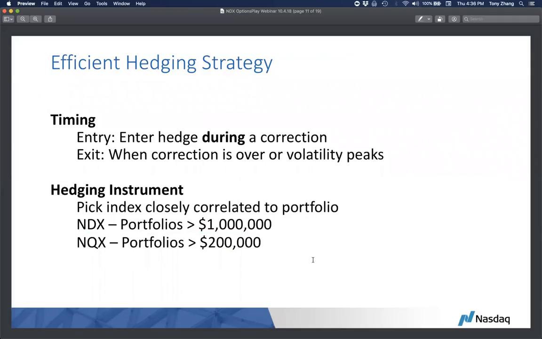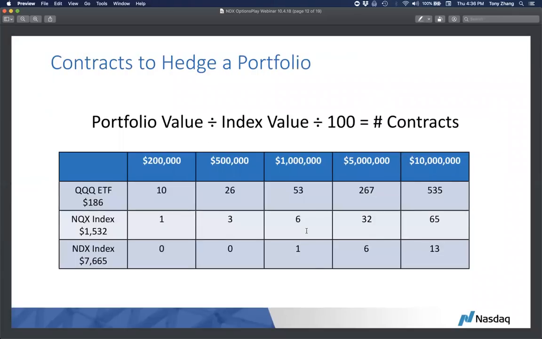So making sure that you pick the right instrument, not only the right index, but also the right instrument of the underlying index is also important. And I think we'll highlight that here in the next slide. So how to calculate the number of contracts that you should use to hedge a portfolio. The formula is actually quite simple. It's not complicated at all. You just simply take the portfolio value that you're looking to hedge, divided by the index value, divided by 100 because each contract is 100 shares, and that tells you the number of contracts that you should purchase in order to hedge a portfolio.